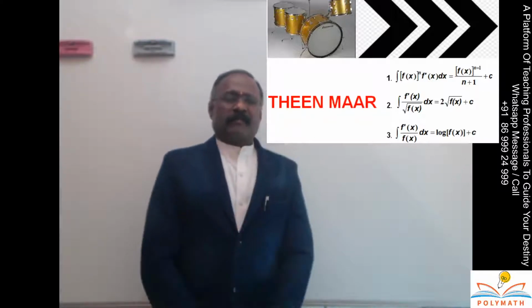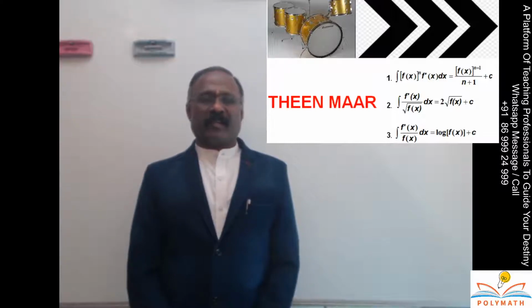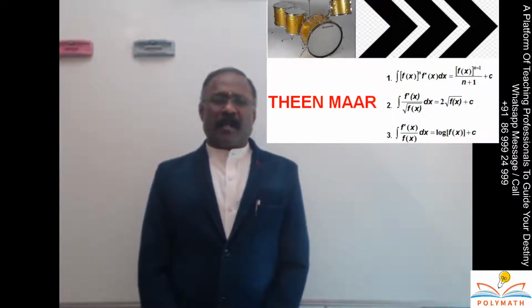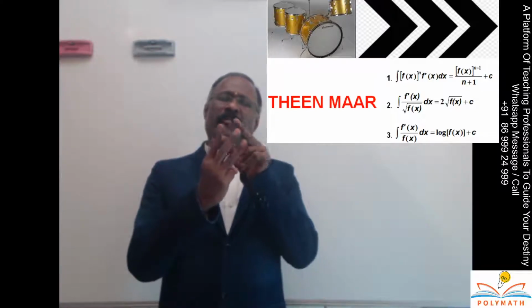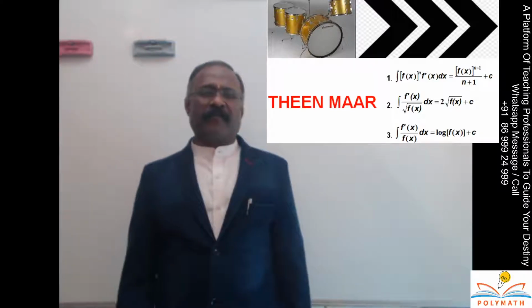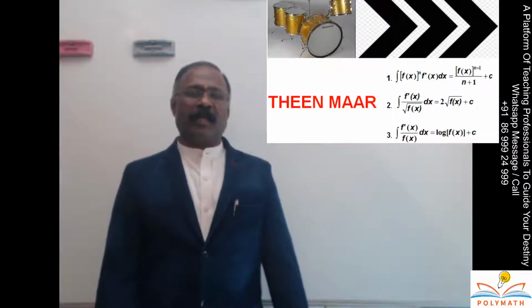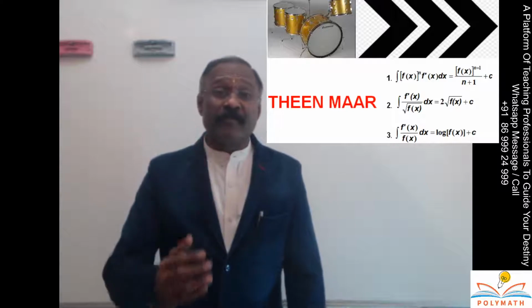This is Maar, the second video in the POLYMATH shortcut video series. It is named Maar, and it depends on only three formulae. Number one: integral of f of x whole power n into f dash x dx is equal to f of x whole power n plus 1 by n plus 1. Don't think that it is a different formula.